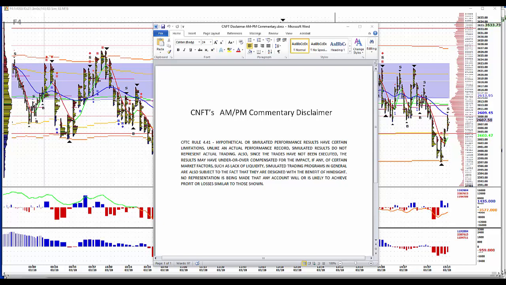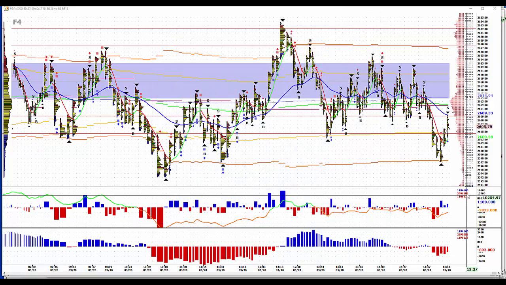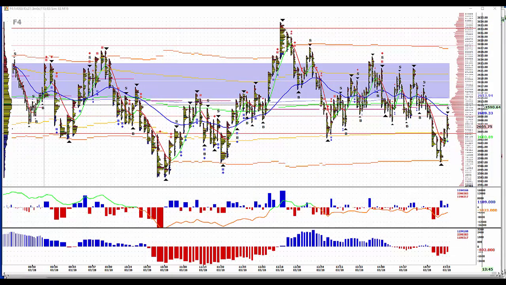Hypothetical simulated performance results have certain limitations. Unlike an actual performance record, simulated results do not represent actual trading. Also, since the trades have not been executed, the results may have under or overcompensated for the impact of certain market factors, such as lack of liquidity. Simulated trader programs in general are also subject to the fact they're designed with the benefit of hindsight. No representation is being made that any account will or is likely to achieve profit or losses similar to those shown.